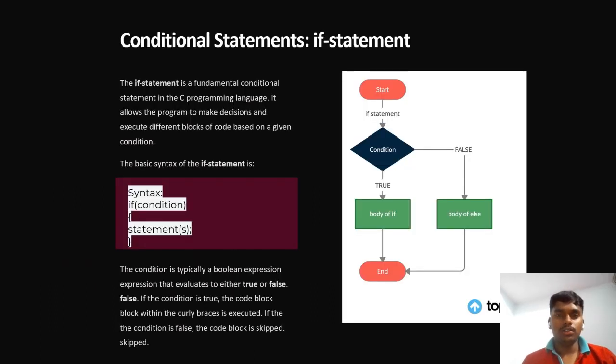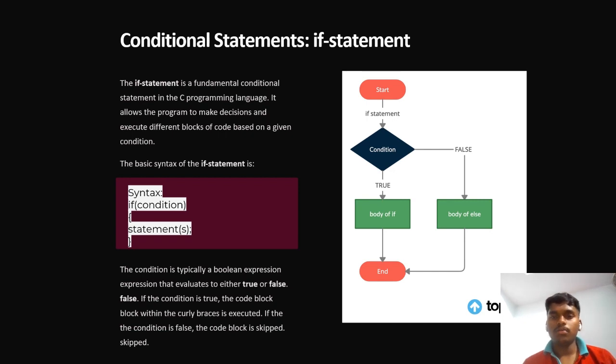Conditional statement: the if statement. The if statement is a fundamental conditional statement in the C programming language. It allows the programmer to make decisions and execute different blocks of code based on a given condition. The basic syntax of the if statement goes like this: if (condition) statement. The condition can be either true or false.